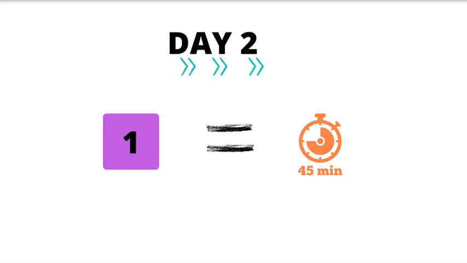So I know what you're thinking. This sounds pretty similar to day 1, right? Well, there are some major differences. The first difference is that for each block, instead of the 60 minutes that you would get on day 1, on day 2, you get 45 minutes to complete around 30 questions.